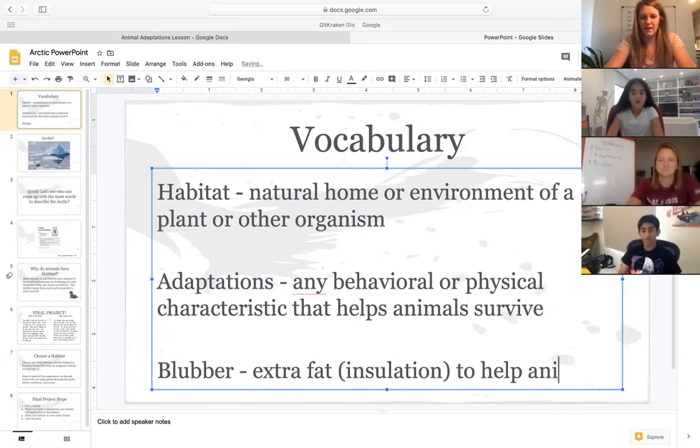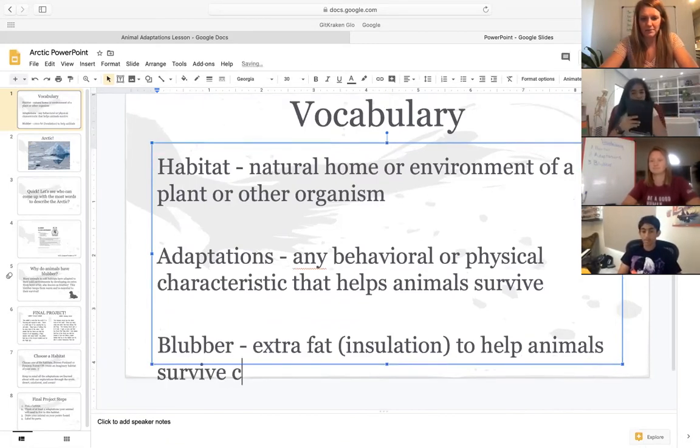Very nice, love it. And I'm also typing these out, so if you're at home and you always go through our vocabulary, we always do it the exact same. We introduce and then we go through vocab. So if it's something that you want to take notes on, feel free to do that. So blubber is extra fat insulation to help animals survive cold weather, right? Cold or freezing temperatures, really. Nice. You got it. Awesome.